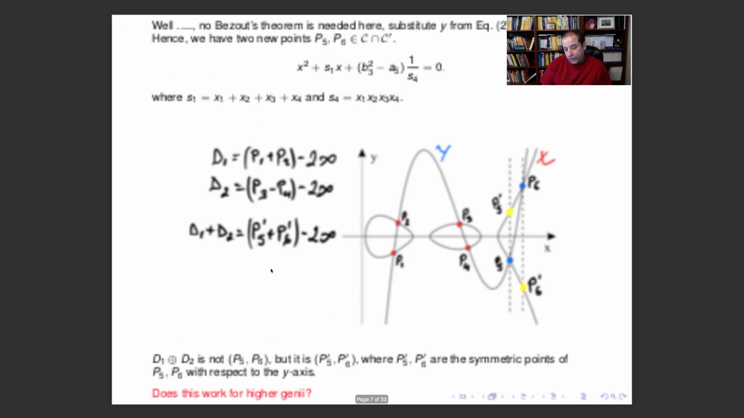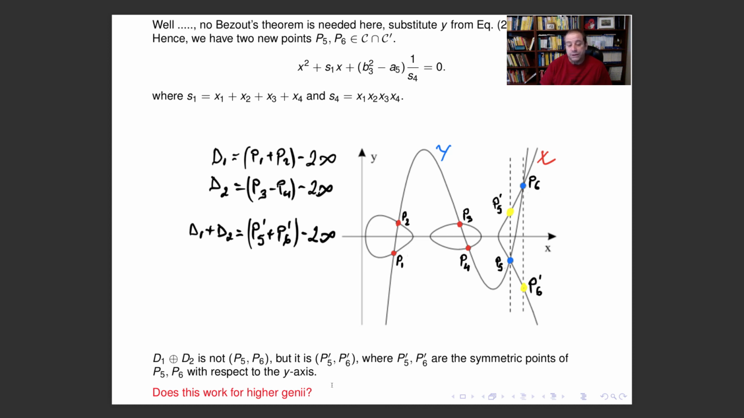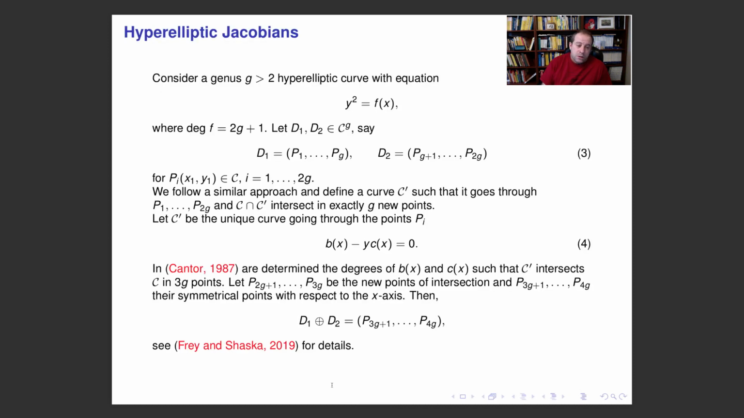Let's see if this works for higher genus. The answer is yes. It is basically mathematically or computationally what is known as Cantor's algorithm, which was published in 1987, for hyperelliptic curves or hyperelliptic Jacobians. You can find a brief description of this algorithm in my paper with Fry from last year. So how does that work?